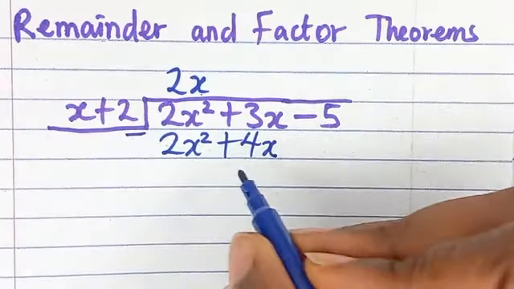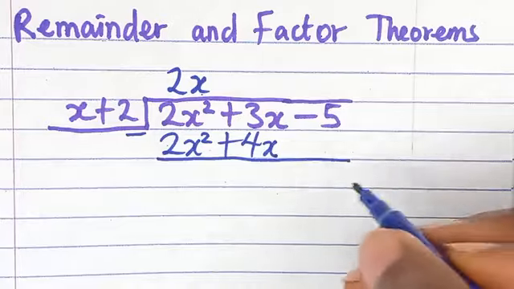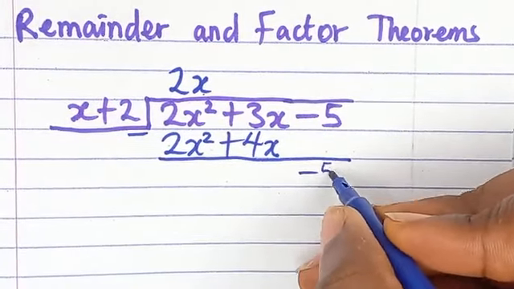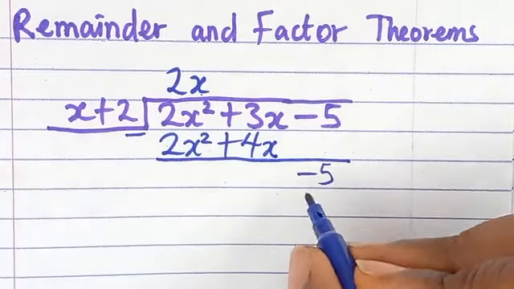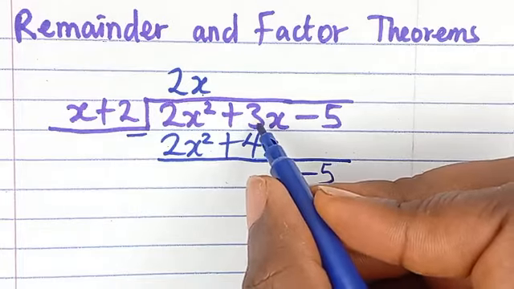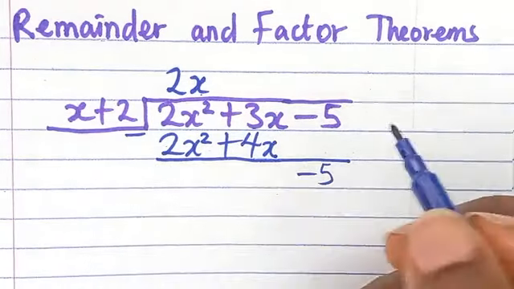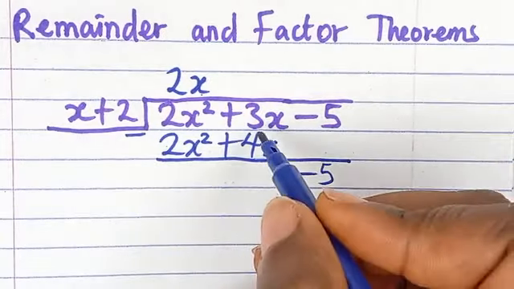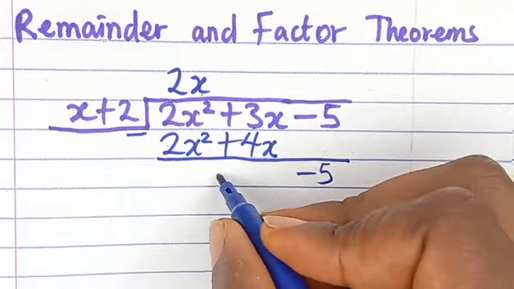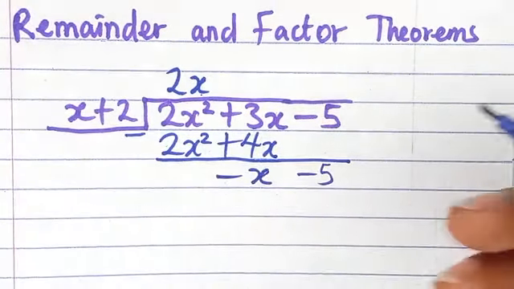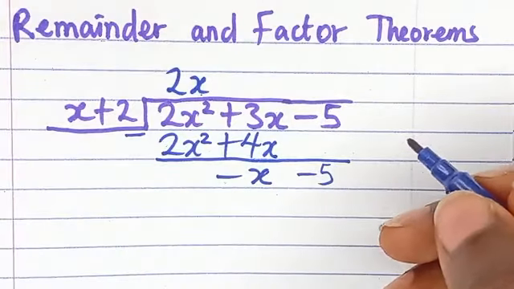So we are now going to subtract. Minus 5 minus 0, no constant term here. We have minus 5. And we have plus 3x minus plus 4x. That's like plus minus goes in to become minus. 3x minus 4x is giving us minus x. And 2x squared minus 2x squared is 0. So no need to write anything under there.